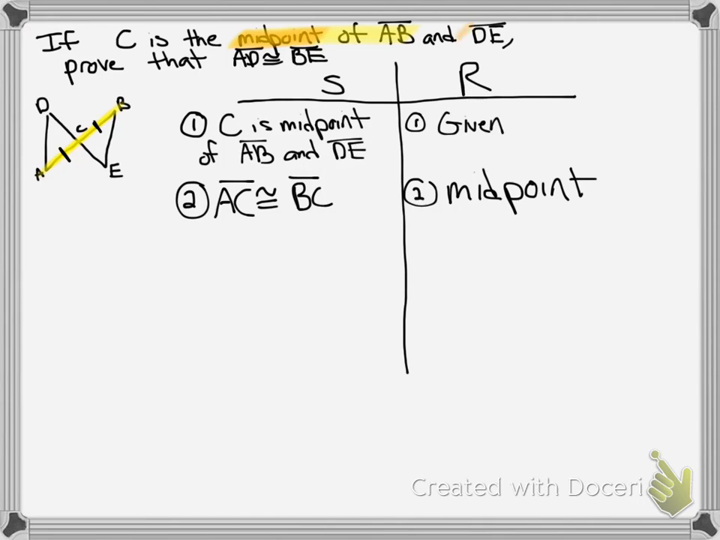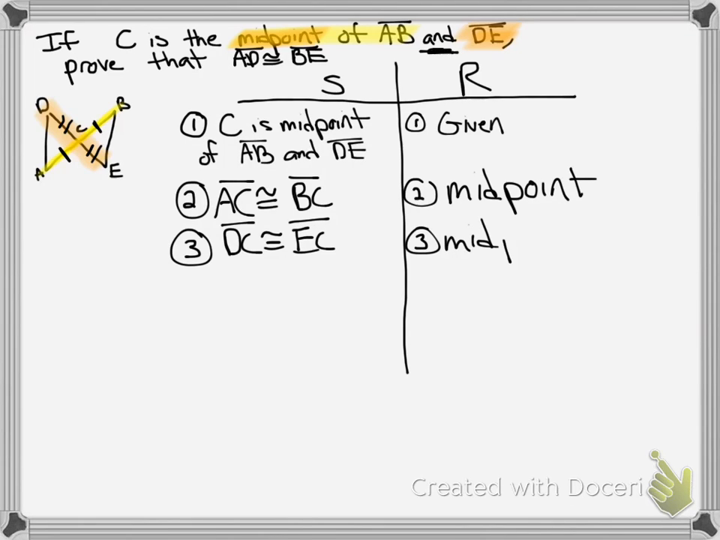also the midpoint of DE. Here's DE. The fact that it's the midpoint means this half equals this half. So number 3, only because it says and, I get to do it again. DC is congruent to EC. Midpoint again. Now I've used everything in the given.